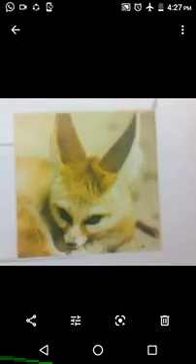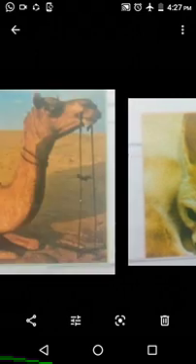Next is fennec fox. The desert fox has a sandy coat which allows it to blend in with the desert vegetation and also reflect the sunlight during the day and conserve heat at night. Again, he has the quality that he reflects the sunlight during the day and conserves heat at night. He is called the fennec fox.